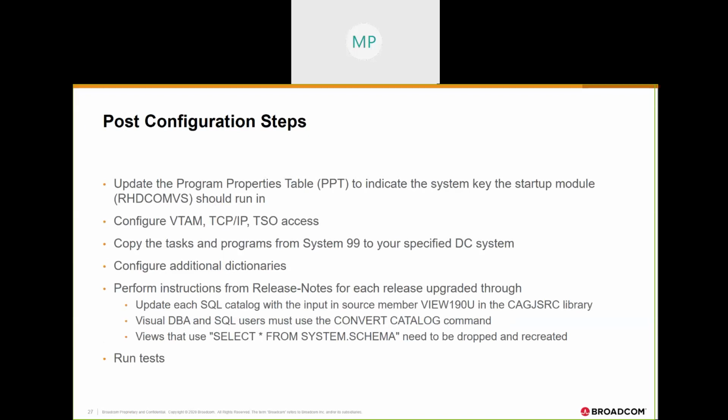You want to configure your VTAM, TCP/IP, and TSO access. If you did an upgrade install, you want to copy any tasks and programs from sysgen system 99 to your specified DC system. The upgrade jobs do not do that, so that's something you have to do afterwards.